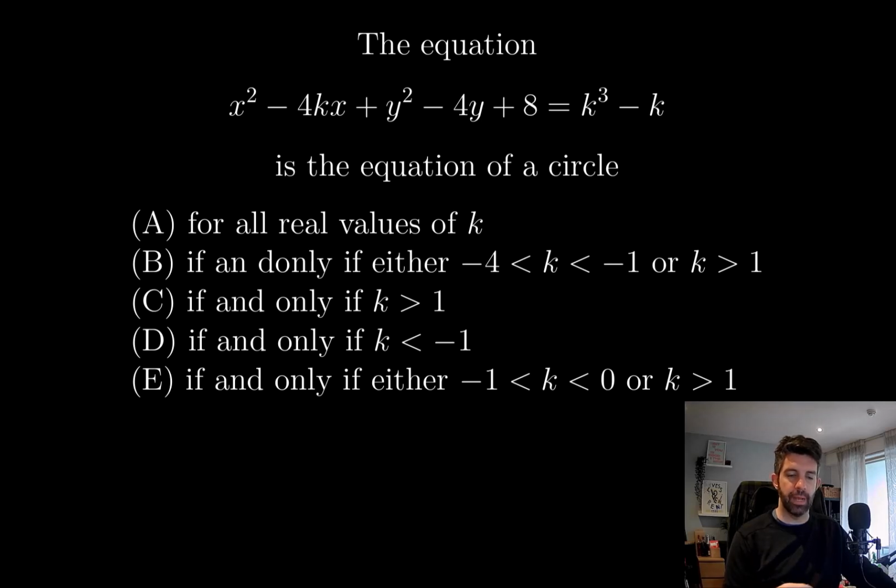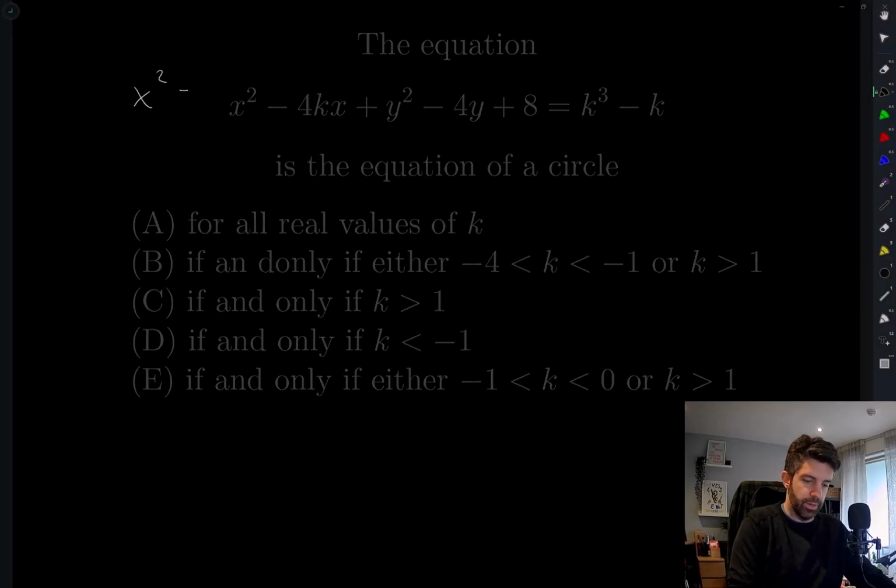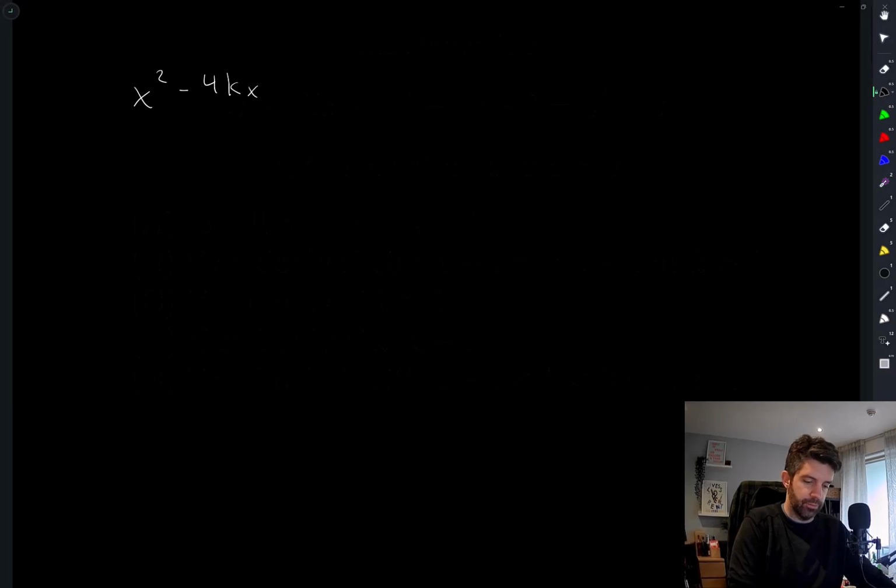So, you know, x minus a squared plus y minus b squared. But then we also need to make sure that the right-hand side is strictly positive, because otherwise you're thinking about circles with non-positive radius or non-complex radius or something like that. Okay, let's write this expression down. X squared minus 4kx plus y squared minus 4y plus 8 is equal to k cubed minus k.